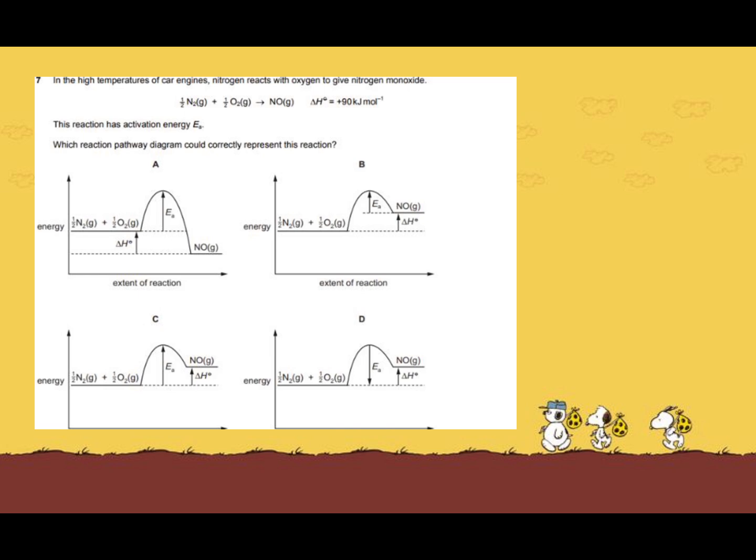Okay, next question. In the high temperature of car engines, nitrogen reacts with oxygen to give nitrogen monoxide. Which reaction pathway diagram could correctly represent this reaction? So the correct answer is C. Because the reaction has delta H plus 90 kJ/mol, it is endothermic. For an endothermic reaction, products have higher energy than reactants. Therefore, the NO level must be above the half N2 plus half O2. The activation energy EA must be measured from the reactant energy level to the peak.